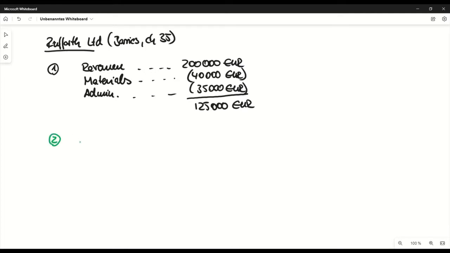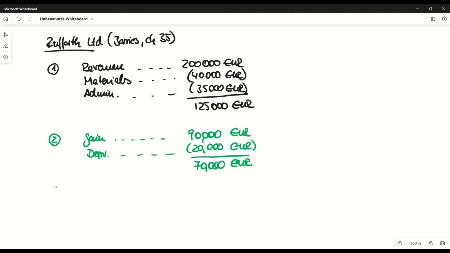Second, the company earns a profit from renting out a building. The calculation is not called a revenue, as renting out is not the core business of the company, so we call it a gain, from which I have to deduct depreciation on the building.